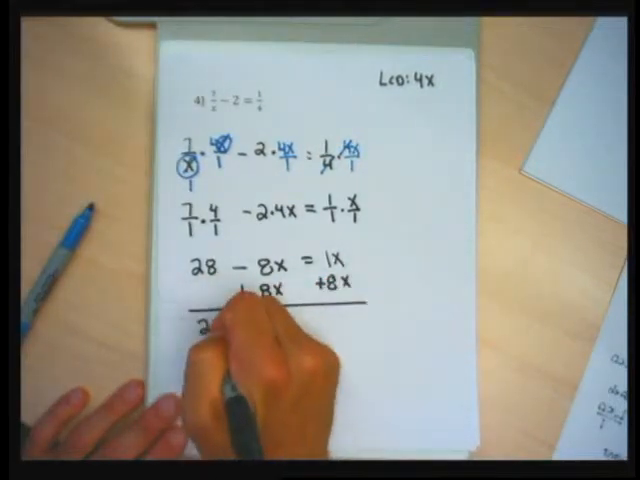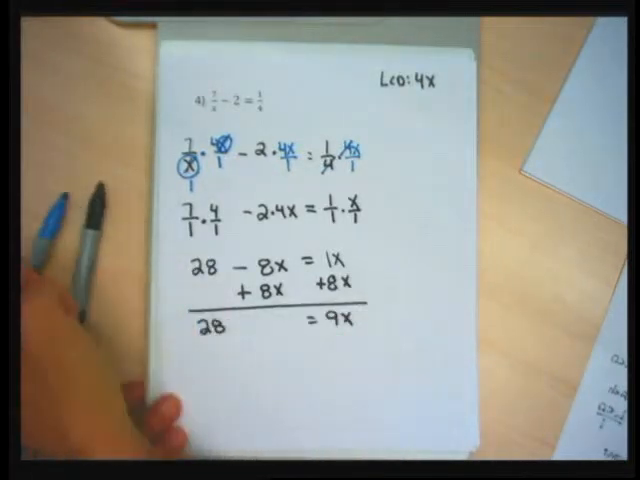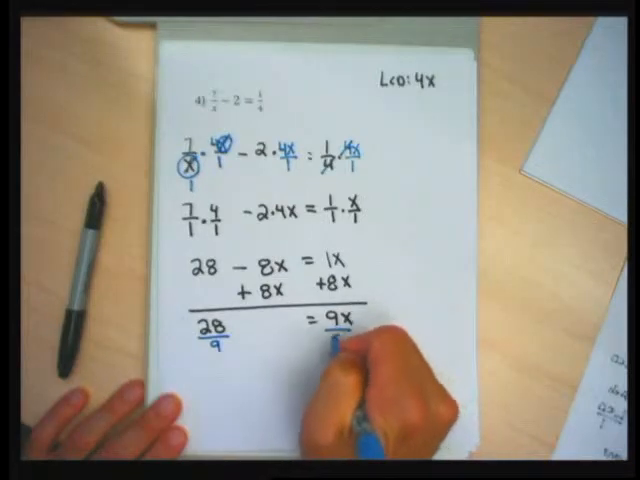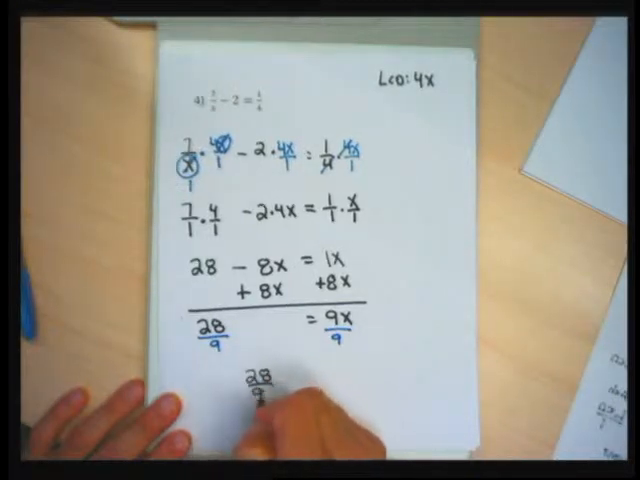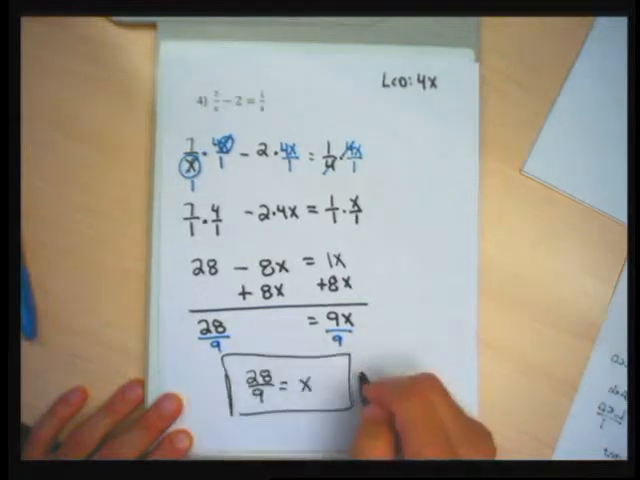And this gives me 28 equals 9x. I'm not doing any factoring because there's no x squareds. Now I divide by 9. This is going to be messy to check, but I can do it. I get 28 over 9 equals x. I believe this is the answer.